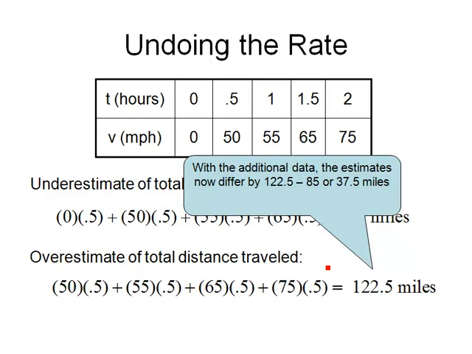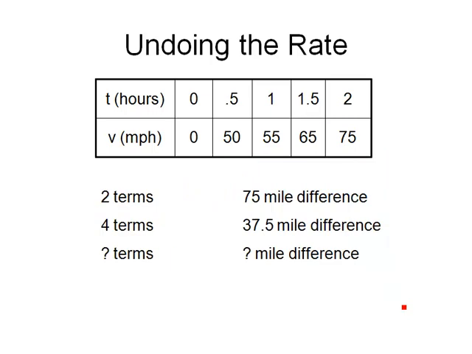With the additional data, you'll notice now that our estimates differ by 122.5 miles minus 85 miles, or 37.5 miles. So the two estimates got closer together. When our sum had two terms, there was a 75-mile difference. When we had four terms, with the data being located at half-hour intervals, now there was a 37.5-mile difference. What we want to know is, as we get more and more terms, what's going to be the difference between our overestimate and our underestimate?